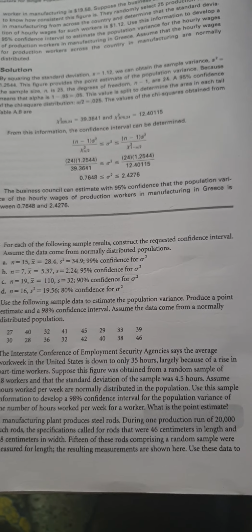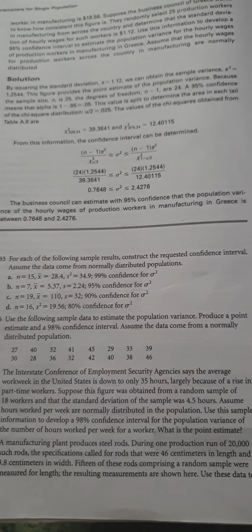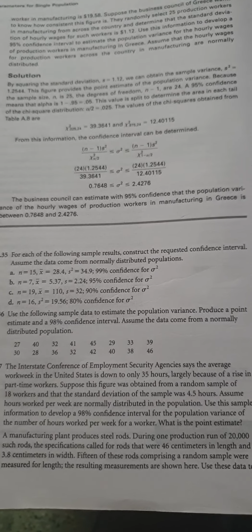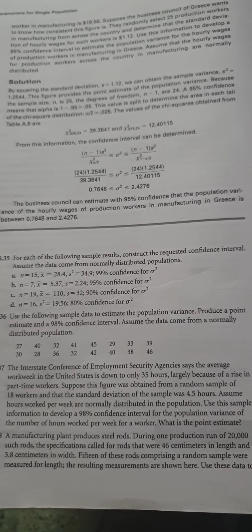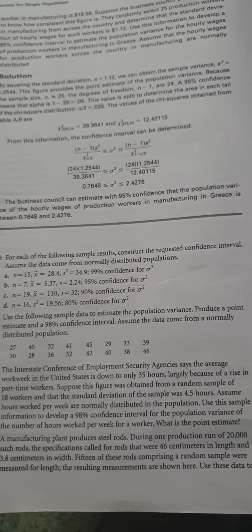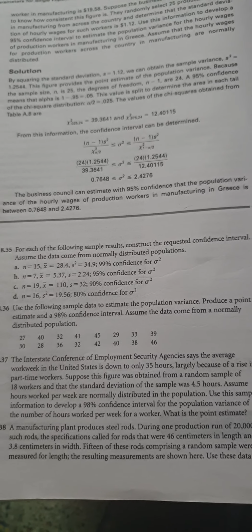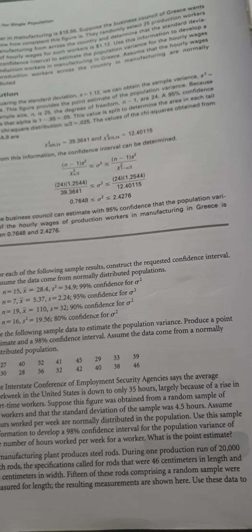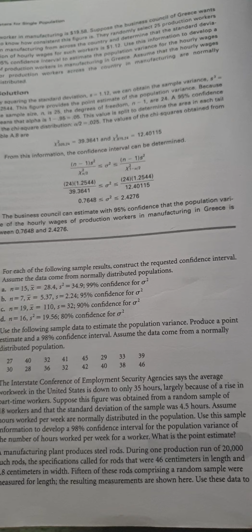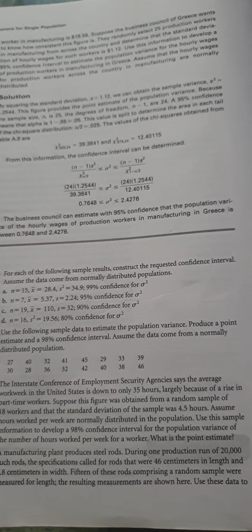The Interstate Conference of Employment Security Agencies says that the average work week in the United States is down to only 35 hours, largely because of a rise in part-time workers. Suppose this figure was obtained from a random sample of 18 workers, n equals 18. The standard deviation of the sample was 4.5, so S square you have to find. Assume the hours worked per week are normally distributed in the population. Use this sample information to develop the 98% confidence interval for the population variance of the number of hours worked per week for the worker.